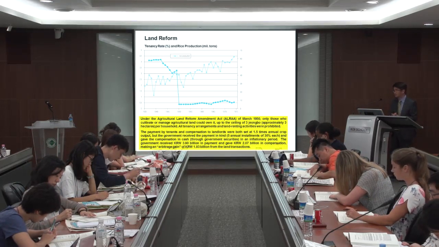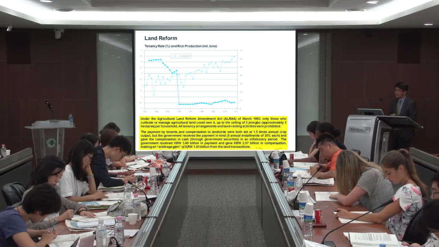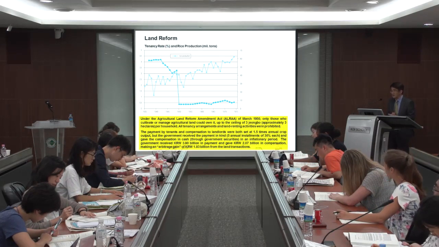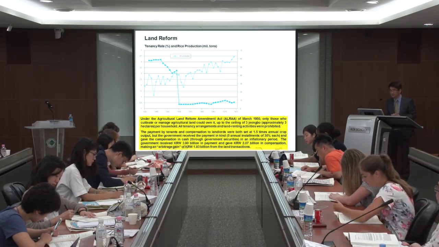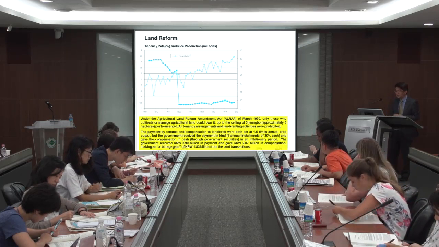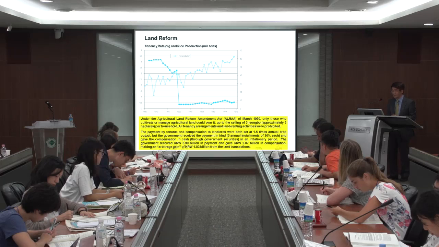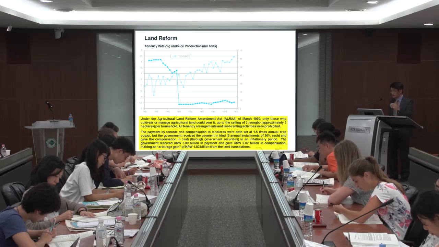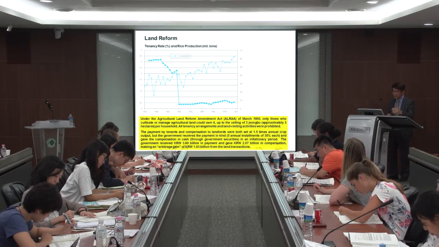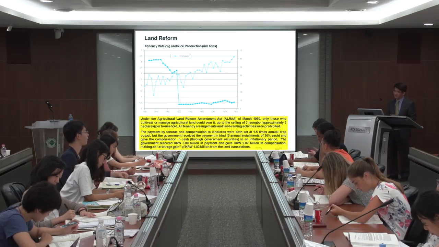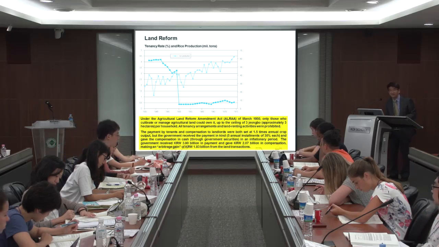Okay. Land reform. This graph shows Korea's tenancy rate in dark blue color and rice production in light blue color. Okay. As you can see, tenancy rate before the 1950 land reform was well over 50% under the Japanese colonial rule, and it was still close to 40 to 45% in 1950. Okay. Now, what happened was deeply political in nature.